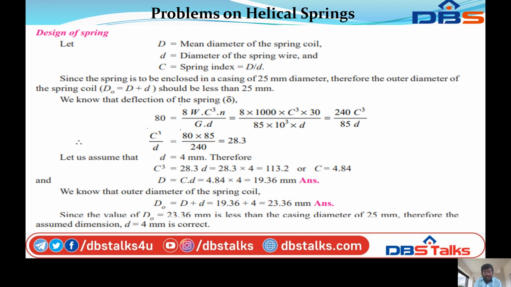So we know that the outside diameter of the spring coil, D naught, is equal to capital D plus small d, that is equal to 19.36 plus 4, that is equal to 23.36 mm. So we already discussed that the outside diameter of the spring coil, D naught, is equal to capital D plus small d. This is the formula, and it should be less than 25 mm.